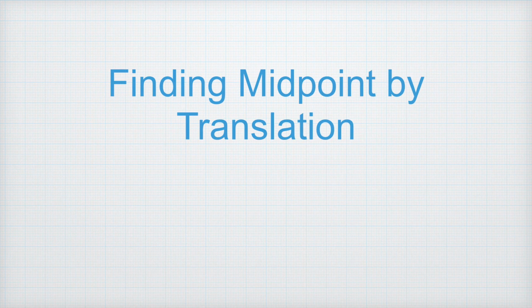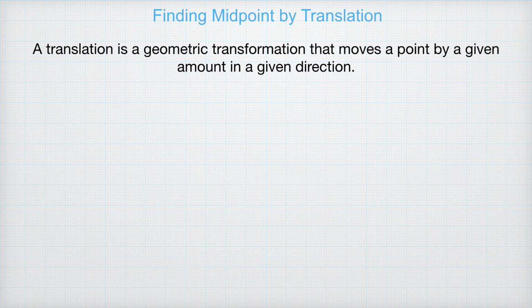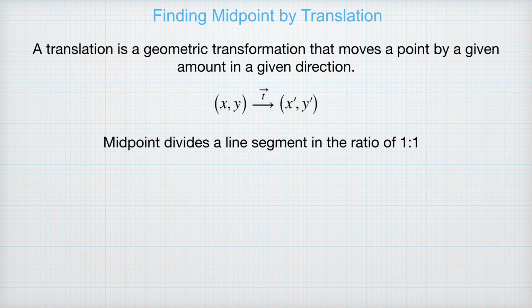The midpoint of a line segment can also be found using a translation. A translation is a geometric transformation that moves a point by a given amount in a given direction. A translation is written in the following format, where a point (x, y) undergoes a translation operation to the image point (x', y'). It is known that the midpoint divides a line segment in a ratio of 1:1.